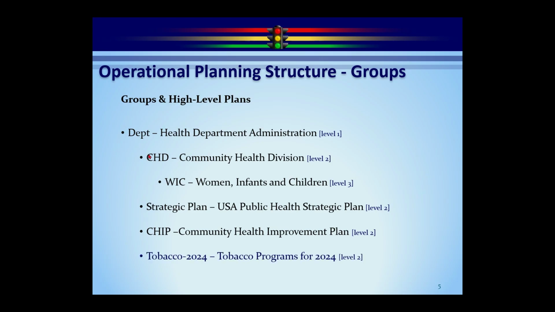And then today we're going to use the same example we did in the overview, Tobacco 2024, as our group, and we're going to work on the tobacco cessation plan. So that's kind of what the group screen would look like. Again, it's a hierarchical view of your department primarily. And then we have services or initiatives. Again, services are those ongoing things. Initiatives are future programs.